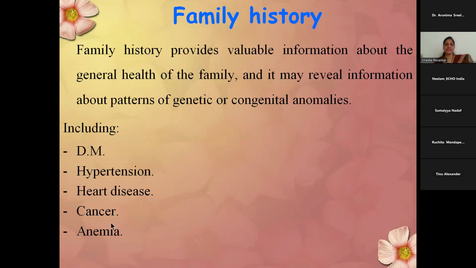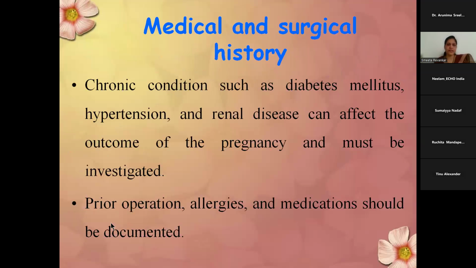Next is the family history. This provides information about the general health of the family, and also reveals certain patterns of genetic or congenital anomaly. This includes diabetes mellitus, hypertension, heart disease, cancer, or anemia. Next is the medical and surgical history. Chronic conditions like diabetes mellitus, hypertension, and any renal disease can affect the outcome of the pregnancy and must be investigated. So we have to take all this history.